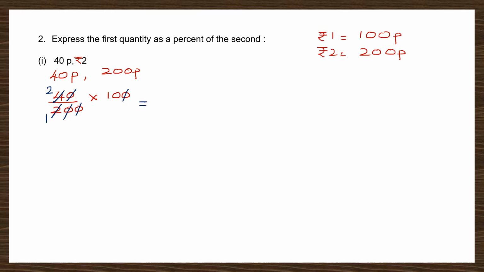Now let's multiply the numerators and the denominators. In the numerator, I have 2 into 10. That's 20. In the denominator, I have 1. So that is 20%. So 40 paise is 20% of 2 rupees.